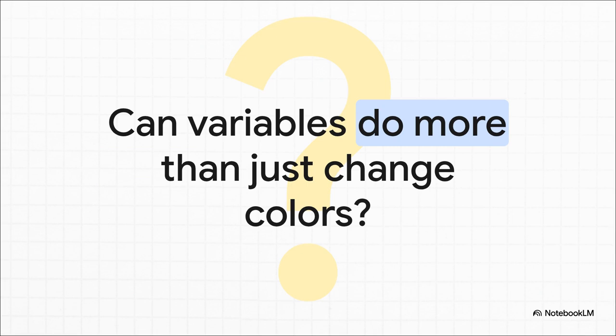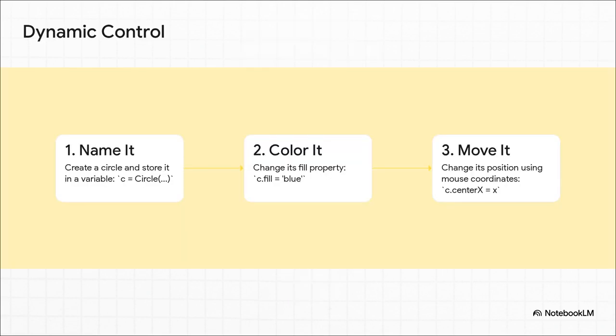Oh, for sure. Solving our color problem was just scratching the surface. Giving our circle a name unlocks the ability to control any of its properties, not just its color. And this is where your code really starts to feel alive and interactive. Let's see just how powerful this is. The process is exactly the same. First, step 1, we name our circle c. Now, we could change its color, like in step 2, or check out step 3.